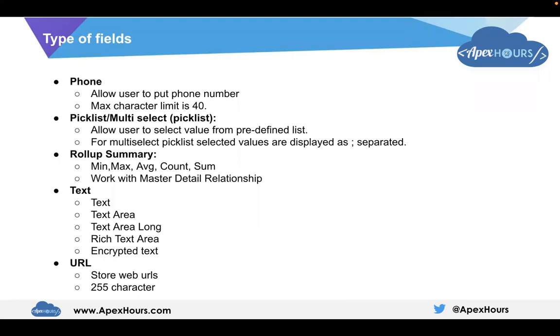Text. If you want to store text kind of values, then we have multiple options: text, text area, text area long, text area rich, and encrypted text. These have different features. In text, you can store up to 255 characters. In text area, the size length will be increased. In text area long, the size will be increased more. In rich text area, you can format the data you want to store. If you are putting a long paragraph, you can do some formatting and styling, like you can put some text into bold, some into italic, like that.